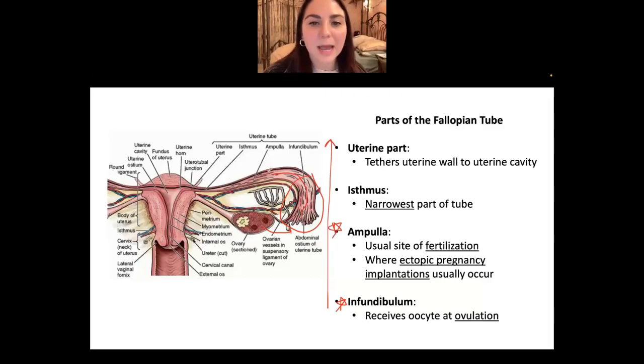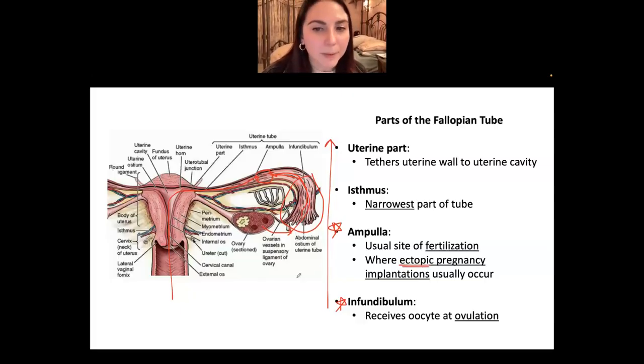The next part is the ampulla. So the ampulla of the fallopian tube, this is usually where fertilization occurs. Because remember, the egg is going this way, the sperm is coming up this way, and now it's a race to the egg, right? Usually fertilization occurs here, and then it travels, and then it implants in the uterus. Sometimes, though, when you have ectopic pregnancies, they can also implant here. So you can have fertilization here, and you can have implantation here. That's ectopic pregnancies. That's very bad. That's a surgical emergency.